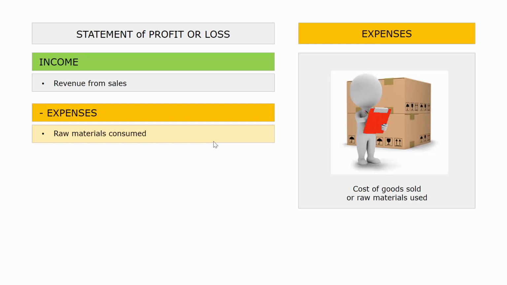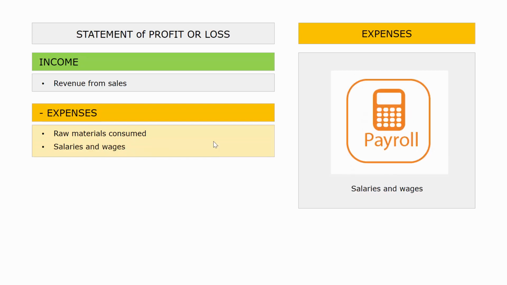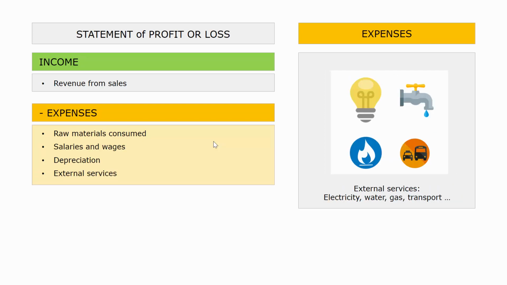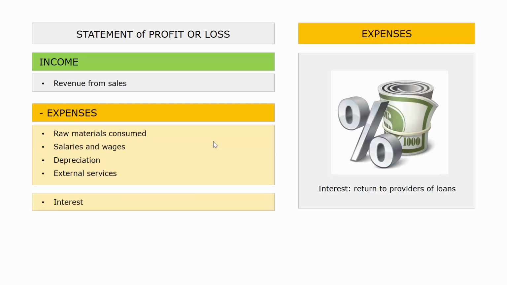The nature of the expenses can be diverse and relate to raw materials and goods consumed, salaries and wages, depreciation, or the expenses related to using up the future economic benefits of the company's infrastructure, such as buildings, machines, or vehicles. External services, for example, the use of electricity, gas, water, transport, or consultancy services. Interest due on loan finance.